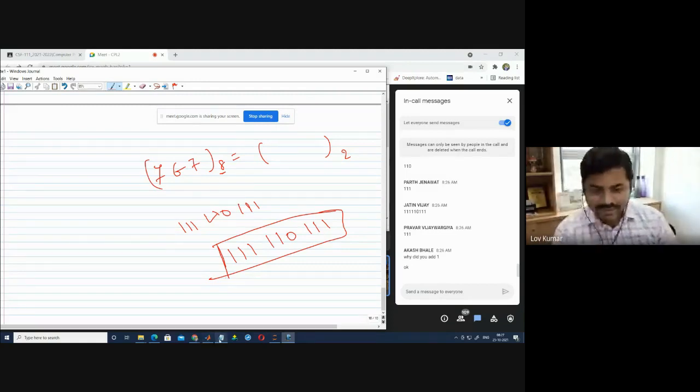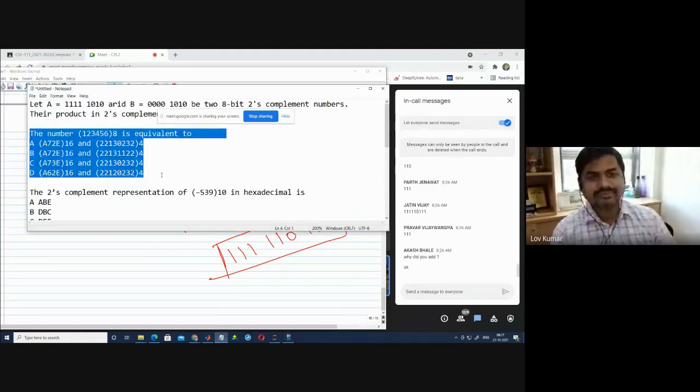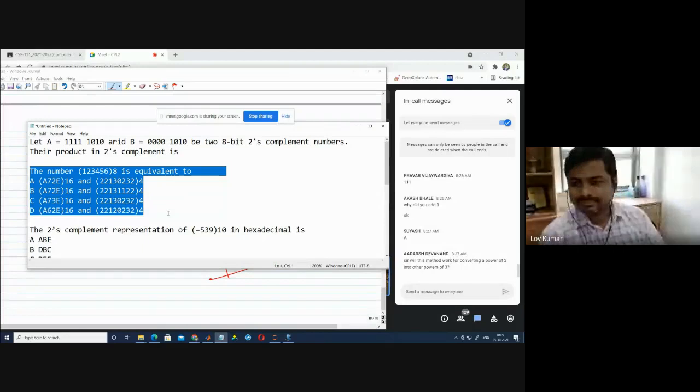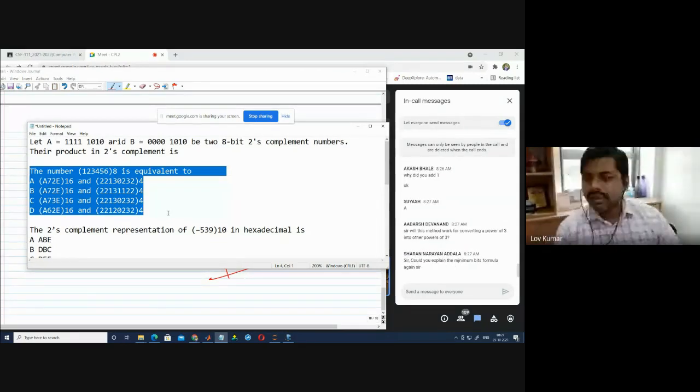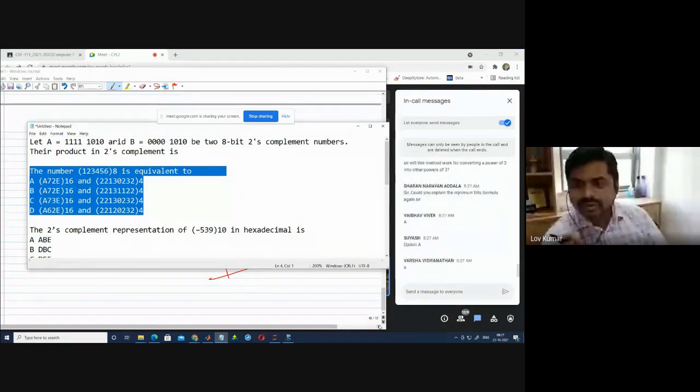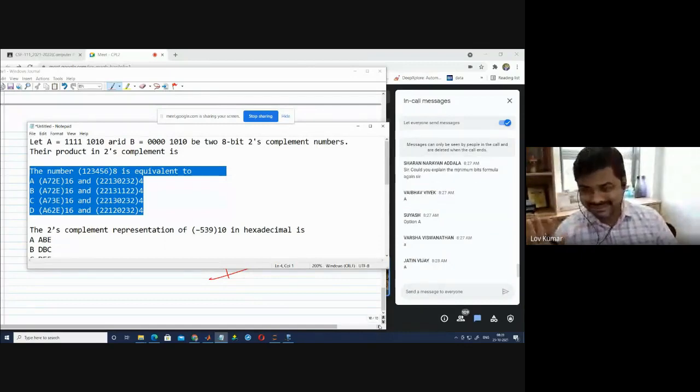Okay, so now we'll try to solve this question. How to solve? No, this method will not work to convert 3 to the power. I'm going to explain minimum number of bits. This method only works to convert 2 to the power I to base 2, or base 2 to 2 to the power I. It will not work for other cases.